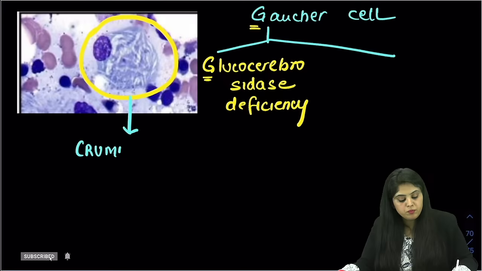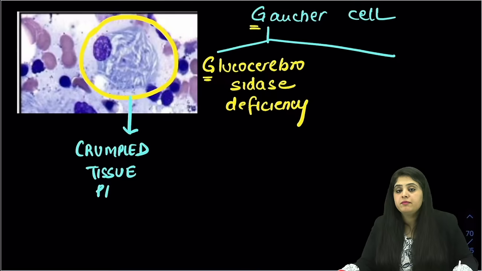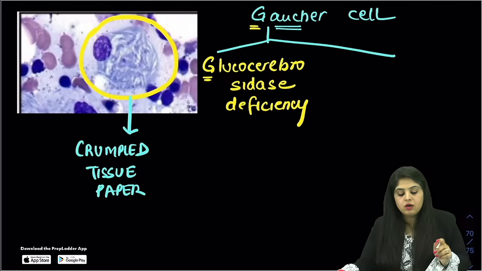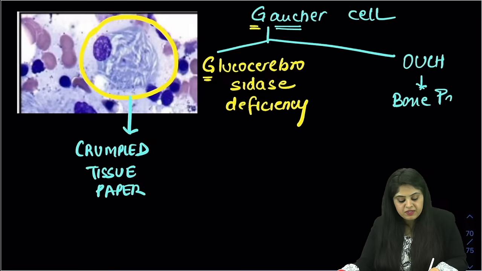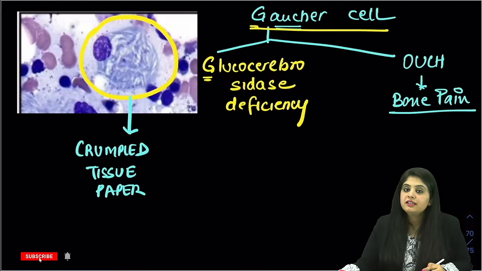Now, the question that came in the INI-CET exam, which students got a little confused with, is the history that comes. Firstly, Gaucher's disease is ouch. So that's how you write it, ouch. So ouch means that these are the people who are going to come to you with bone pain. But the question that came in INI-CET was, does it have CNS involvement? Let me tell you, yes, it can.